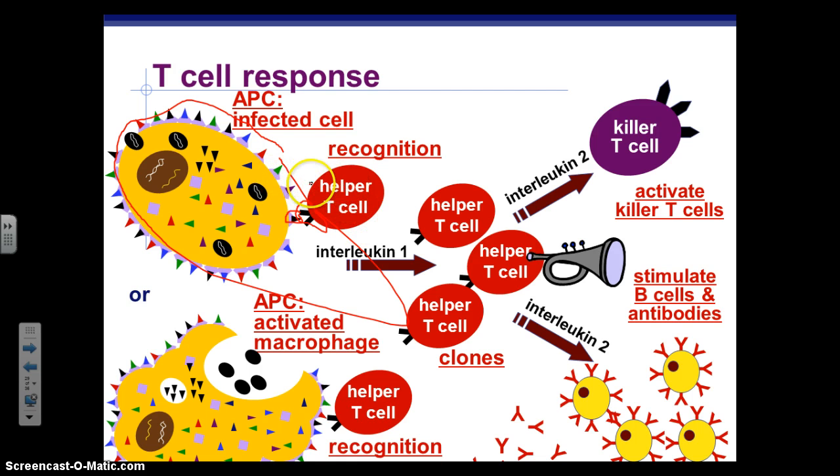So when a helper T cell can successfully bind to the antigen, it gets activated and releases interleukin 1. Okay, that causes the helper T cells to divide and clone themselves. These clones release interleukin 2. Interleukin 2 activates the killer T cells, which we're going to talk about, and it also activates the B cells and the antibodies to do their attack. Then, after the infection is over, you also get the production of memory T cells, which can then respond to the infection faster.